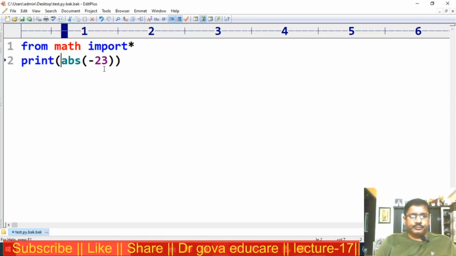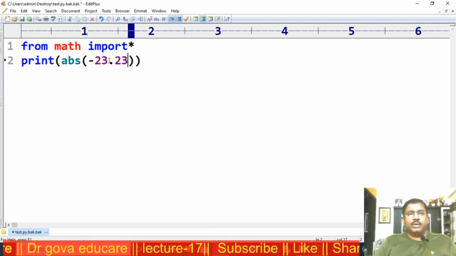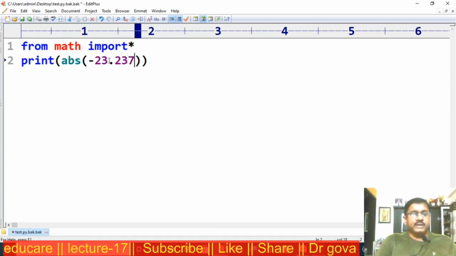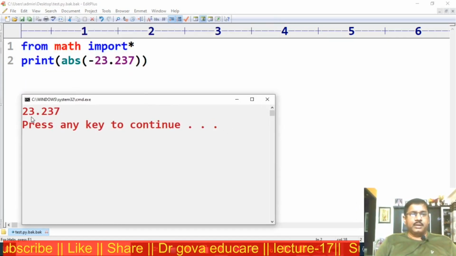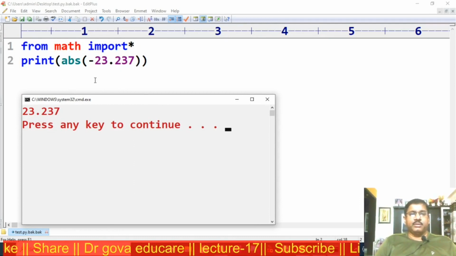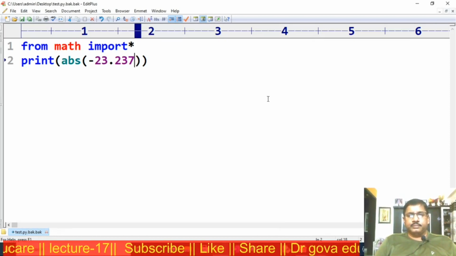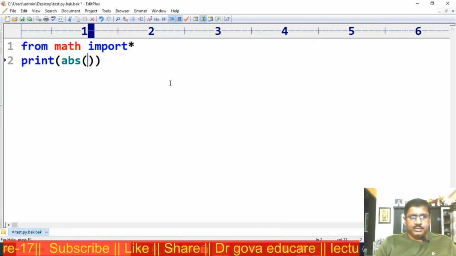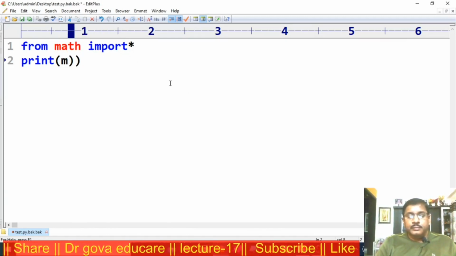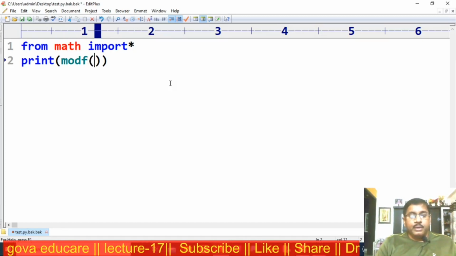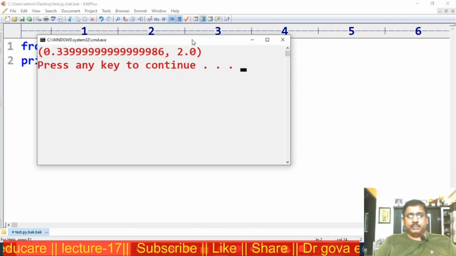Suppose I want to find abs of minus 23.237. We get the absolute value, 23.237. Next, fabs of minus 2.34. This is the output.